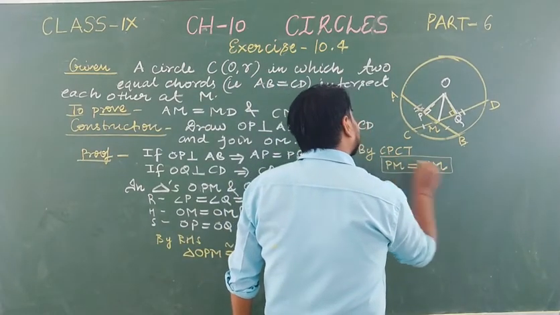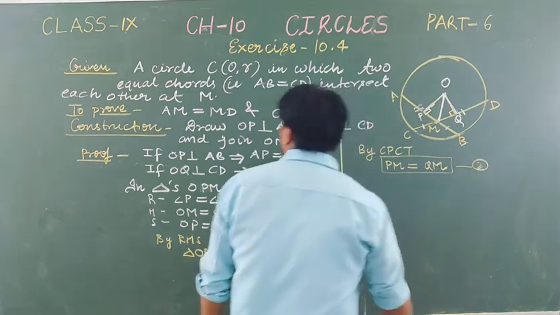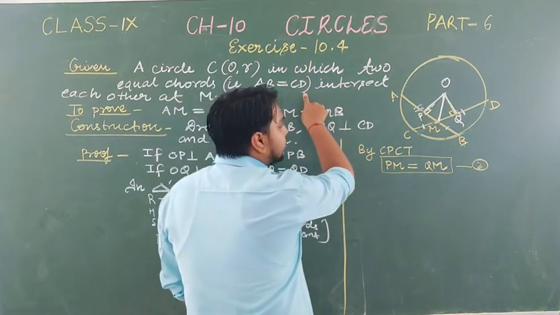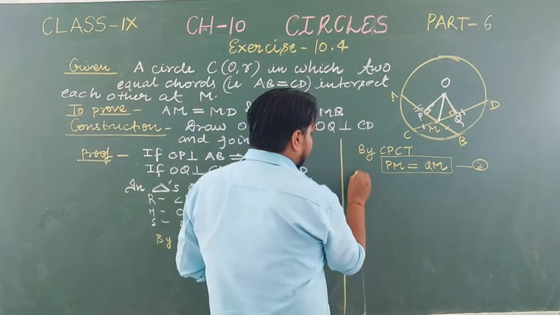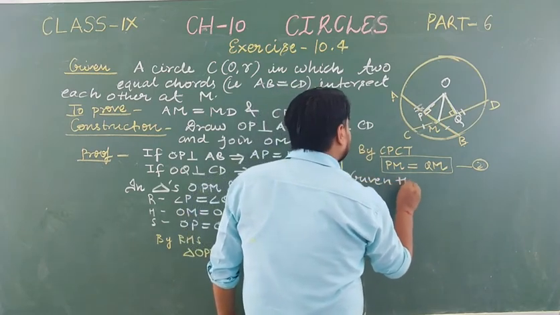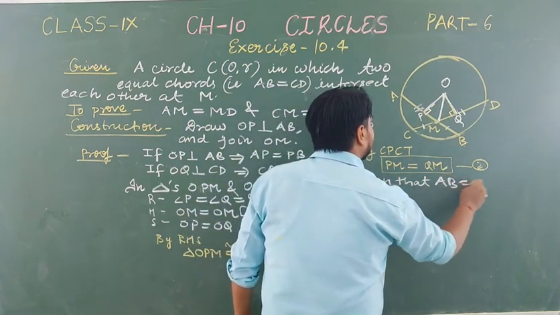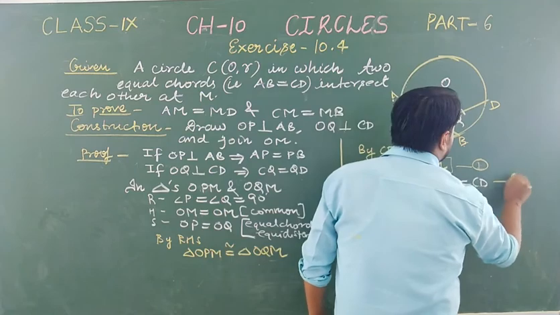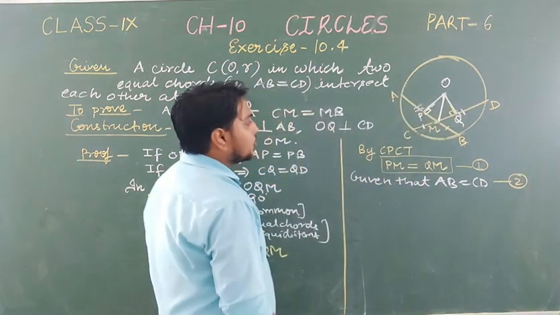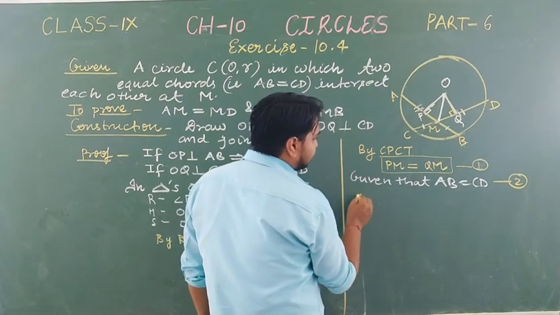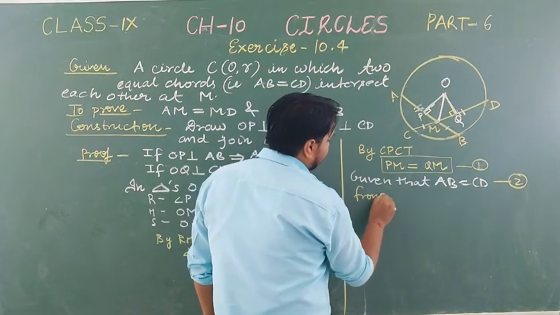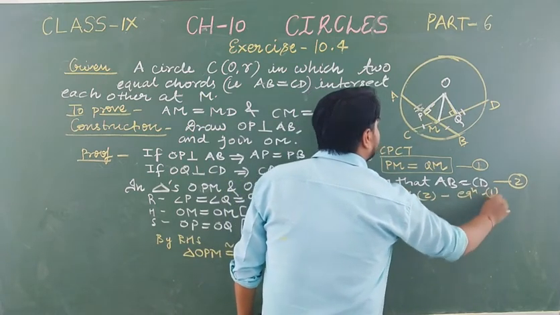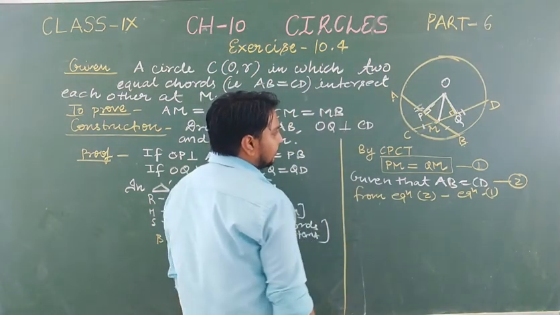See students, suppose it is equation number 1, and here it is given that AB is equal to CD. Suppose it is second. Now students, what you do, just subtract equation second minus equation first.